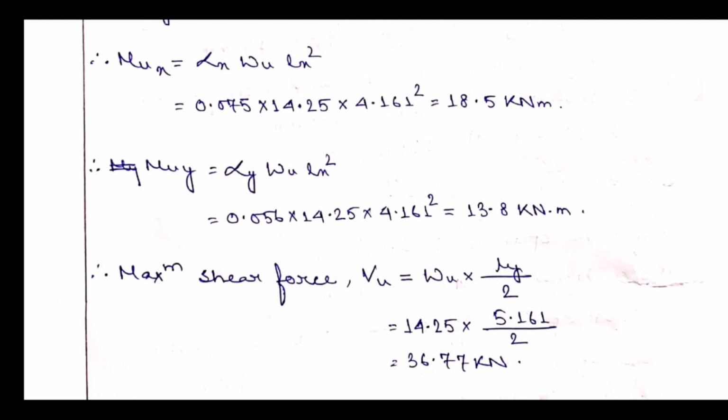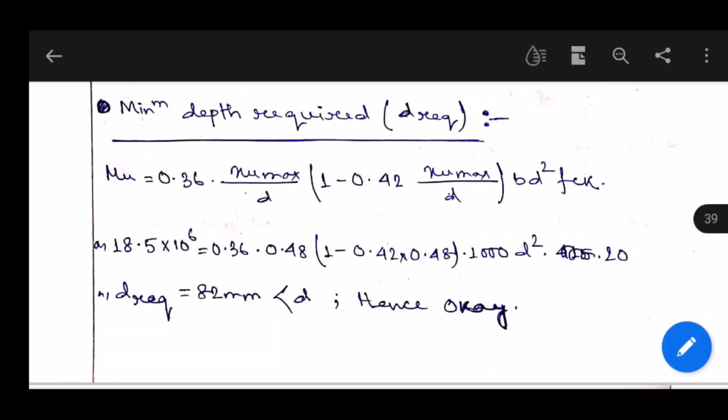Now we have to find out the maximum shear force value, that is Vu equals W into Ly by 2, that is equals to 14.25 into 5.161 by 2, that is equals to 36.77 kilonewton. Now next step is minimum depth required.